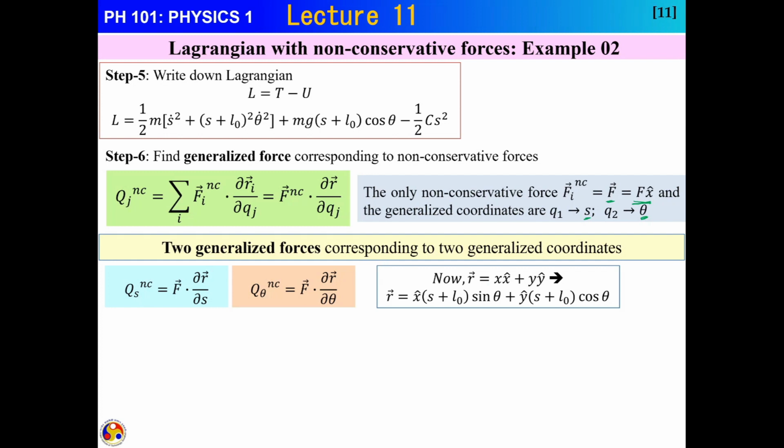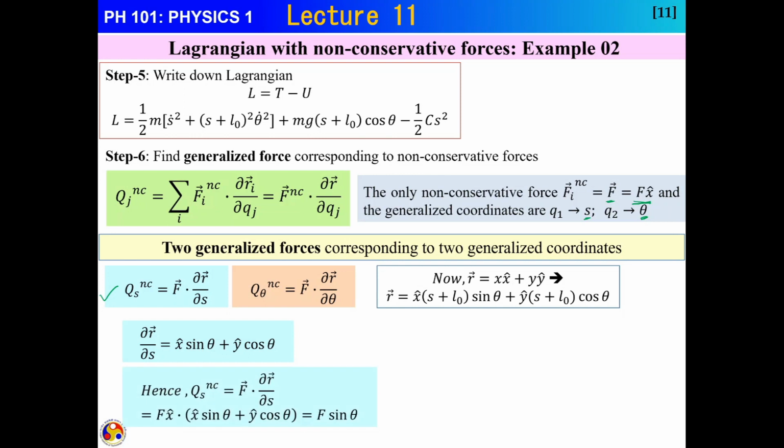Now what we have to find first, let us resolve this part. We need the partial derivative of R with respect to s. If you do R with respect to s, you will have x cap sin theta plus y cap cos theta. That is what you will get, the partial derivative of R with respect to s. Now you put this into the equation so that we can get the generalized force Q for the generalized coordinate s as F dot the partial derivative of R with respect to s.